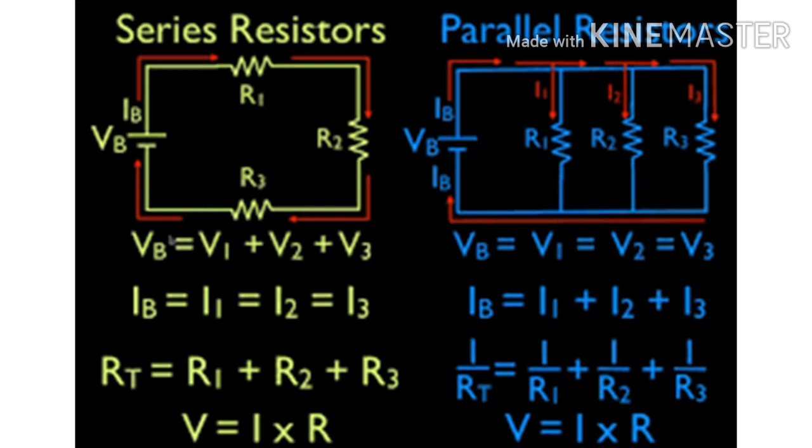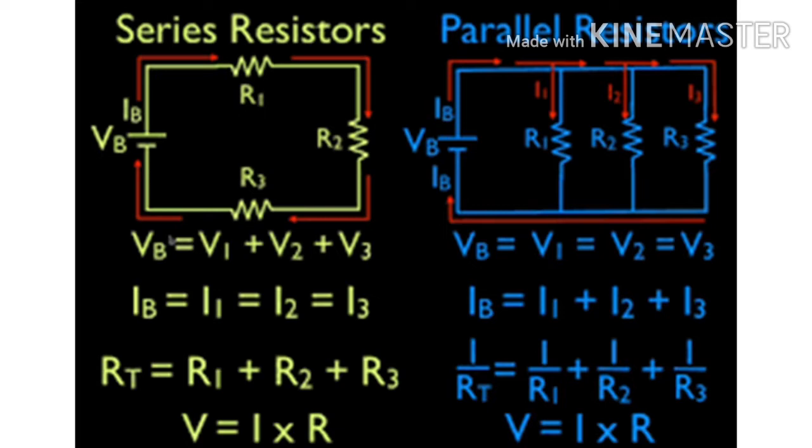When the resistors are connected in series and a voltage V is applied, the total voltage V equals the sum of the voltage drops across R1, R2, R3. And from the series concept, the current flowing through all the elements will be the same. So this is the fundamental point that you have to remember while solving series and parallel circuits.